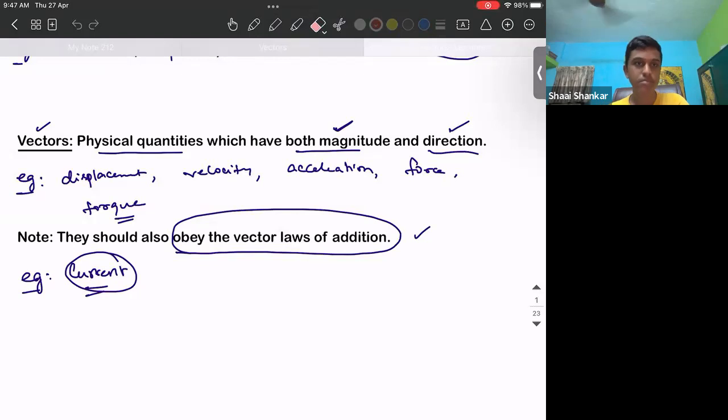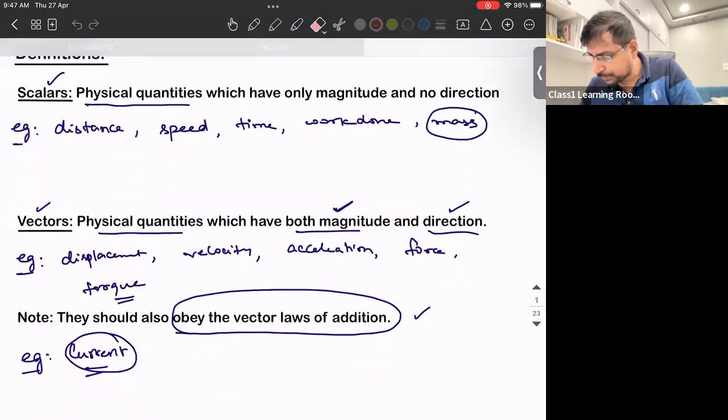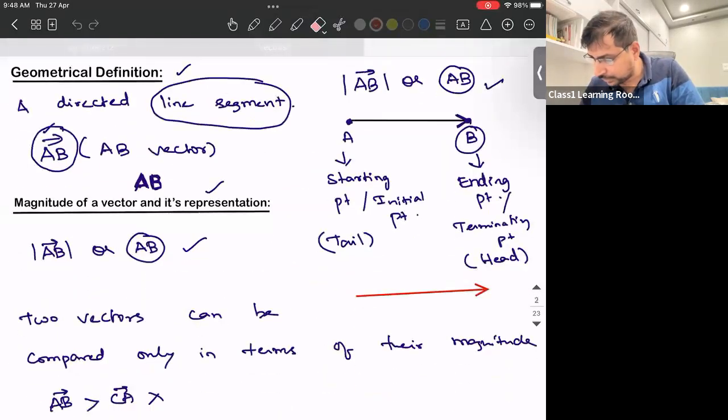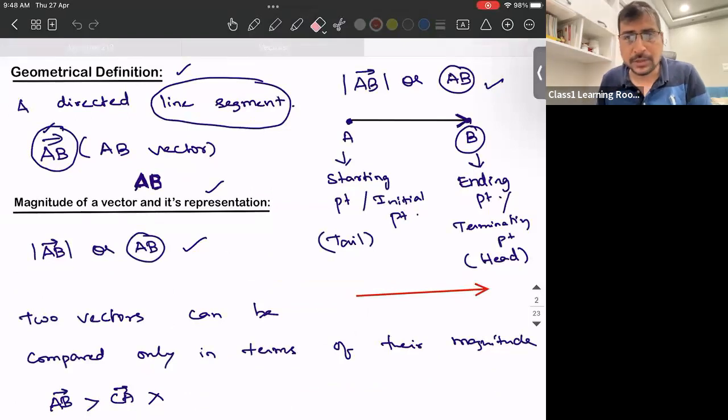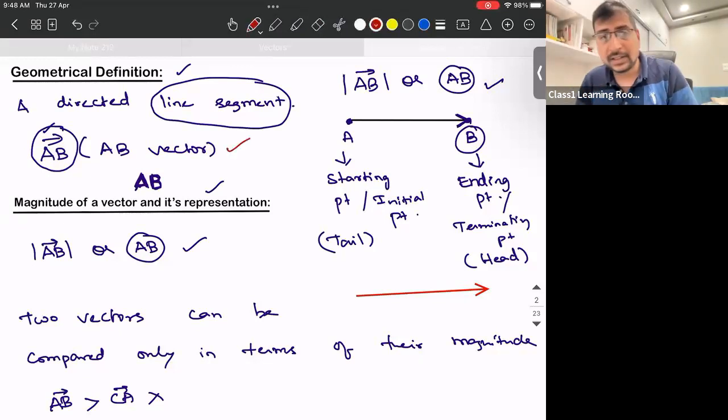Okay. So I think we have already seen this. So geometrical definition. So basically, what did I say a vector is? Vector is basically a directed line segment. Means if you take a line segment where it has a direction associated, you can call that a vector quantity. Then how do you represent it as a vector? You write it as capital AB with a bar on top of it. You read it as AB vector.